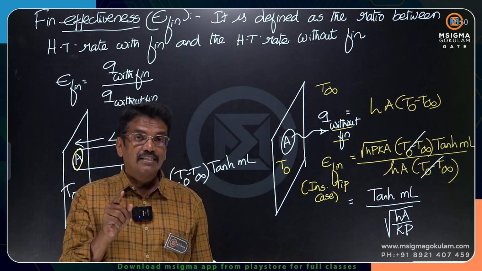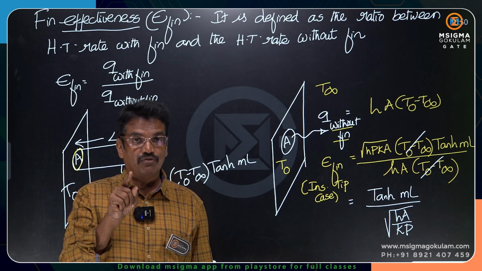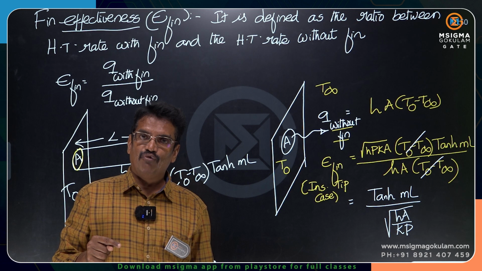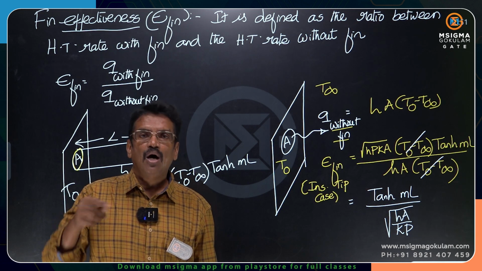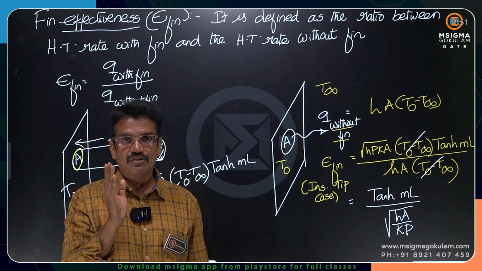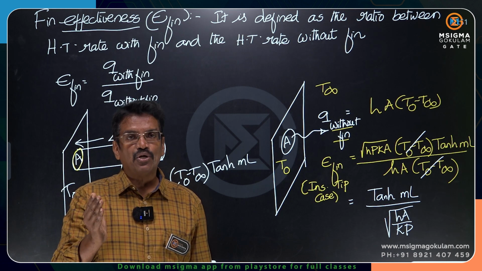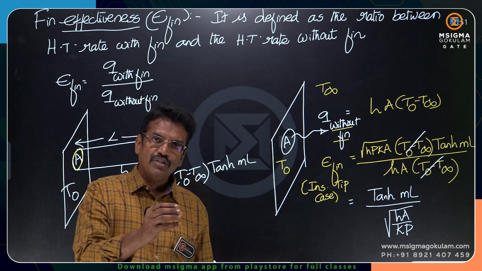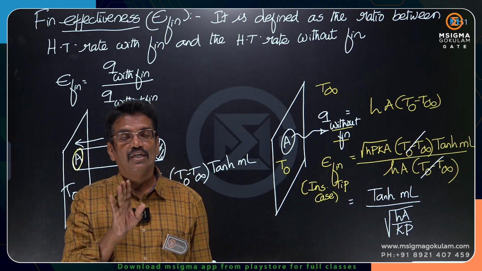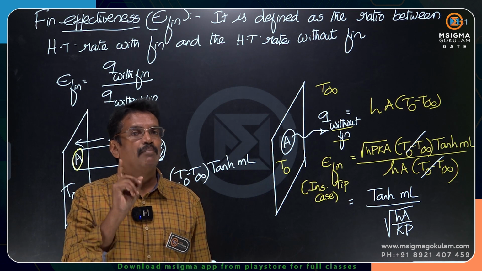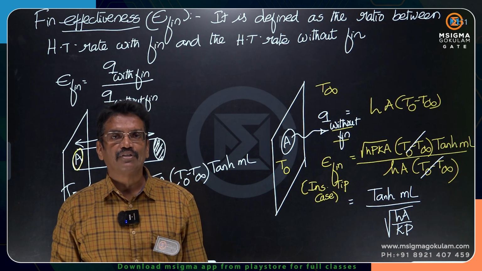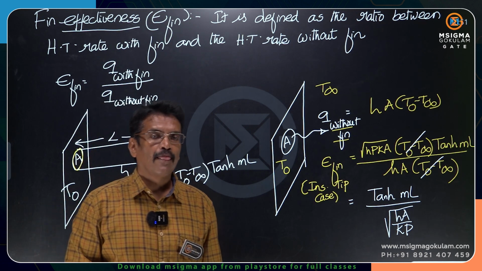So by looking at the effectiveness value, you can judge, you can decide whether we can go for the fins or just run the show without fins. That decision of whether you have to keep the fins or not to keep the fins is taken by the value of the effectiveness. That is the physical meaning of the effectiveness. I hope that is understood.